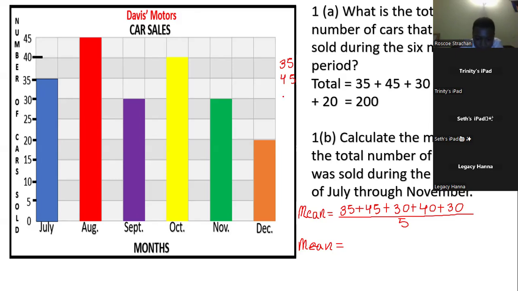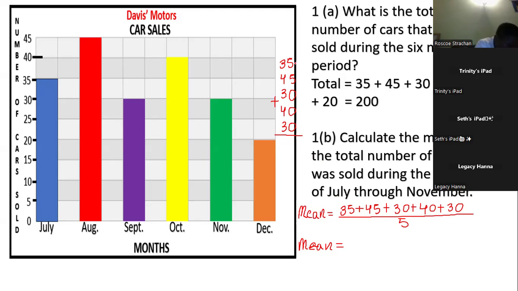So we have 35, 45, 30 plus 40 plus 30. And so we have to add all these up. All right, so 35 plus 45 plus 30 plus 40 plus 30.